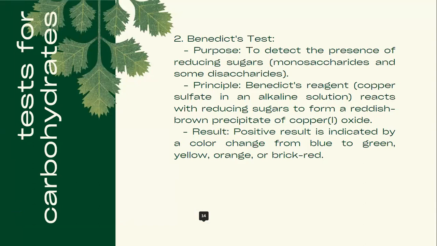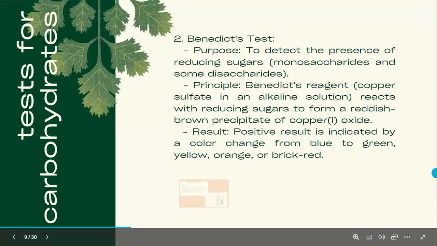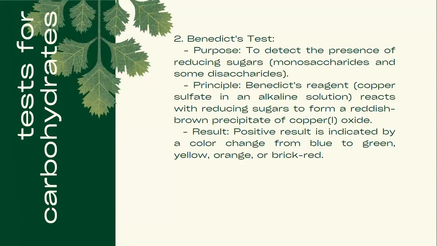So here you are using copper sulfate in an alkaline solution. It will react with reducing sugars to form a reddish brown precipitate. A positive result is indicated by a color change from blue. So you know that the Benedict's reagent is blue in color. Copper sulfate, we know it is blue in color. So the Benedict's reagent is also blue in color.